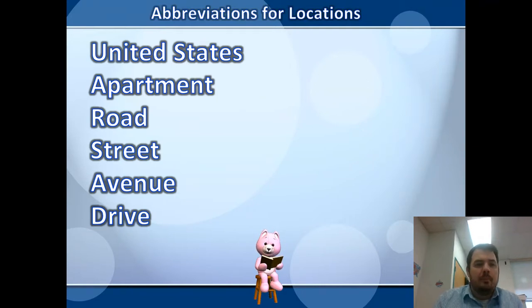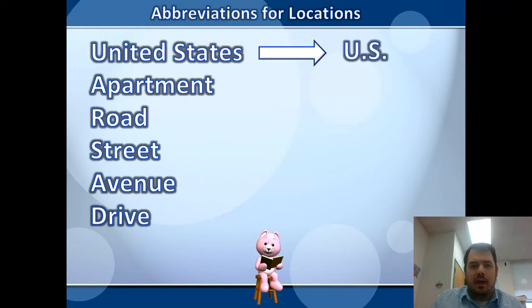Here's some more. For United States, we can abbreviate this two different ways. The first way is U period S period. There are two periods in this one because it is two separate words. Sometimes when we say United States of America, we would say U period S period A period.